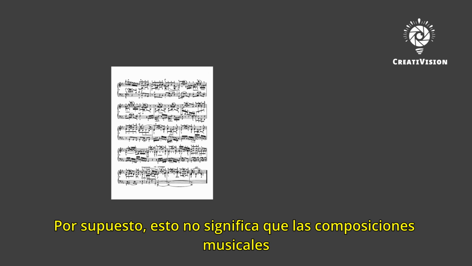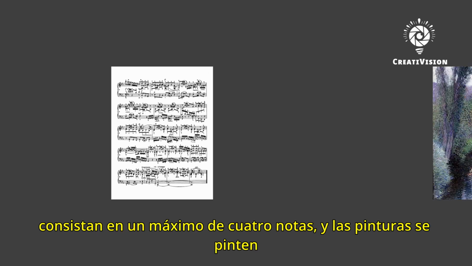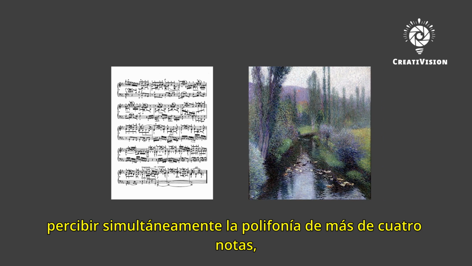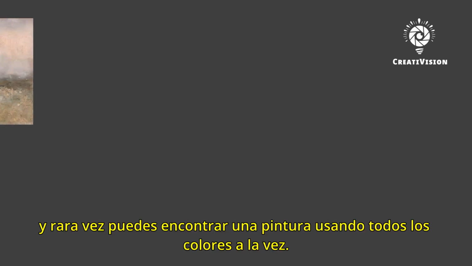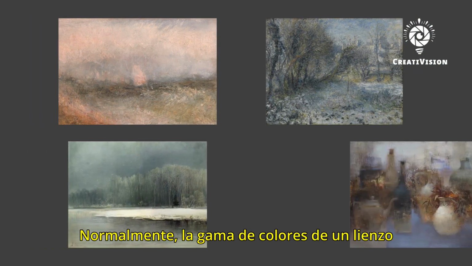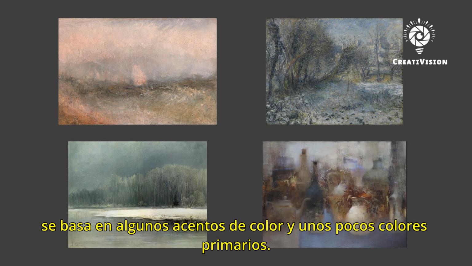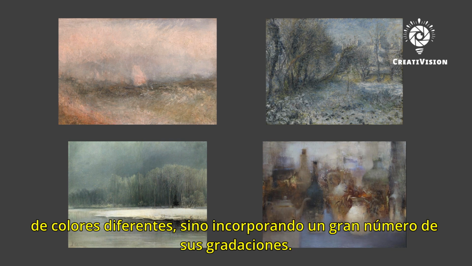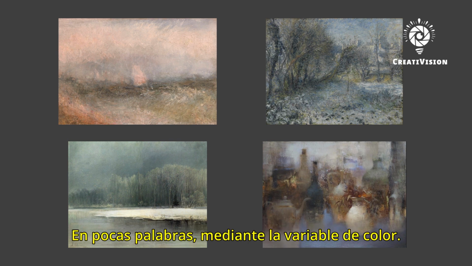dissonance. Of course, this does not mean that musical compositions consist of a maximum of 4 notes, and pictures are painted with no more than 4 colors, but it is really difficult for a human to simultaneously perceive polyphony of more than 4 notes, and you can rarely find a painting using all colors at once. Usually, the color scheme of a canvas is based on some color accents and a few primary colors. The color variety is achieved not by incorporating all sorts of different colors, but by incorporating the large number of their gradations. Simply put, by the color variability.